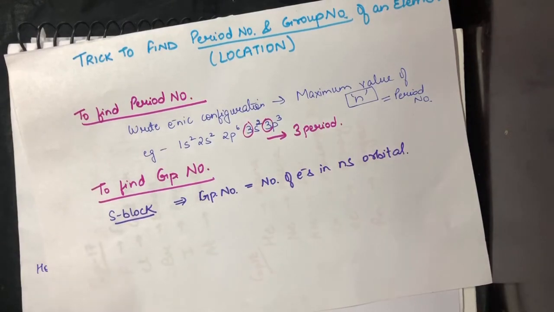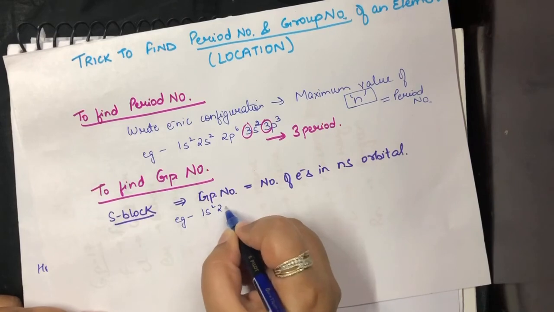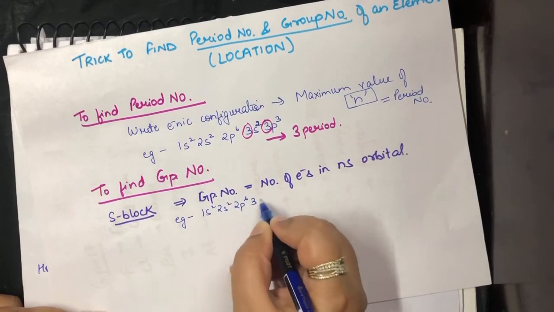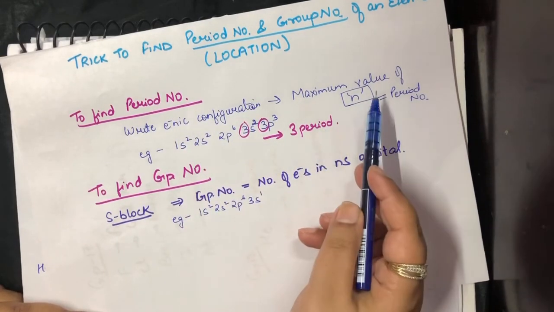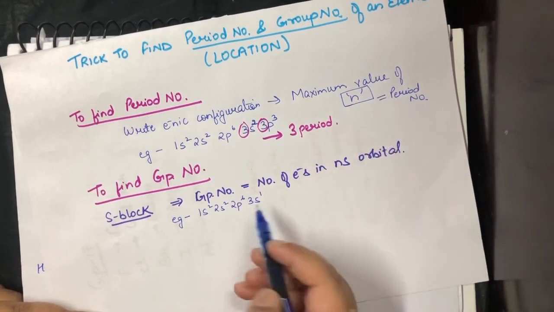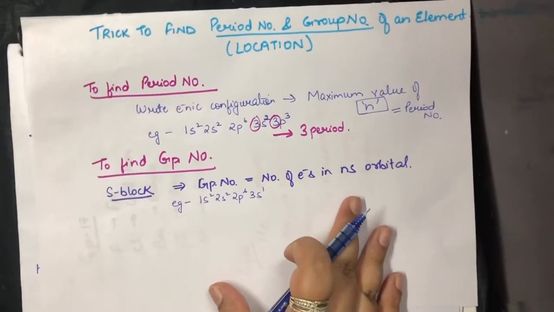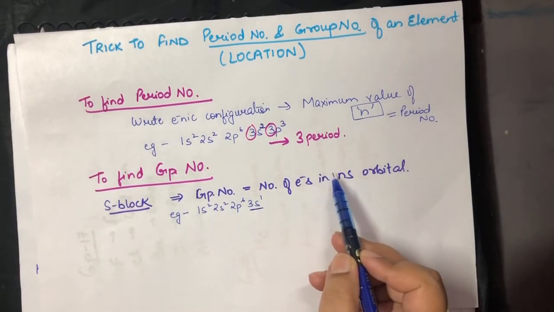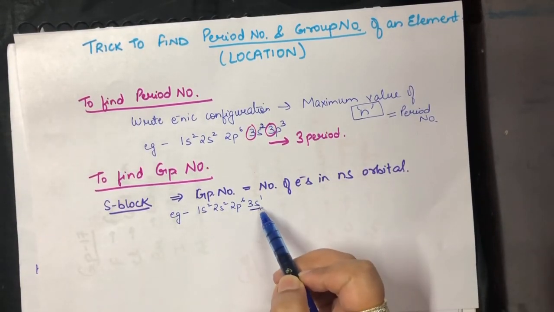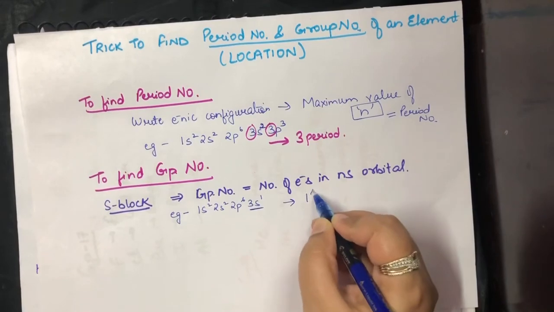Now let's do an example. For example, let's write 1s2, 2s2, 2p6 and 3s1. I know from here what is the period number. Period number was the maximum value of principal quantum number, which is 3. So this element definitely belongs to period 3. But if I have to check for the group number, the last electron is entering S, so the formula that I have written will be applicable. How many electrons are present in the S orbital? It is 1. So that means this should belong to first group.